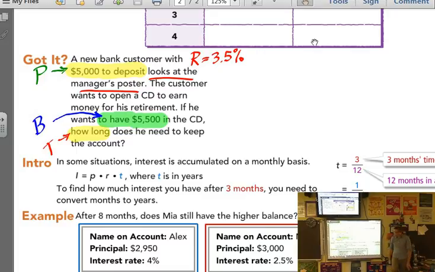Alright, so we need to convert that into decimal. So 0.035. And we multiply it by 5,000.